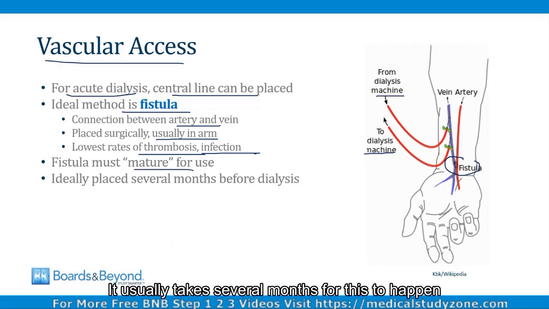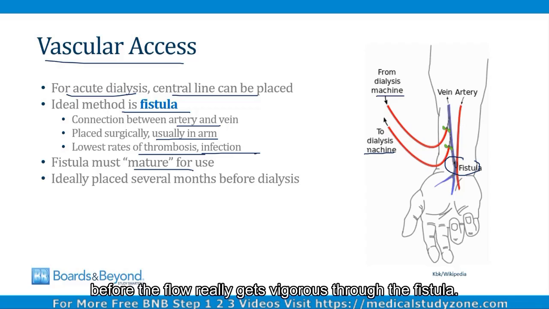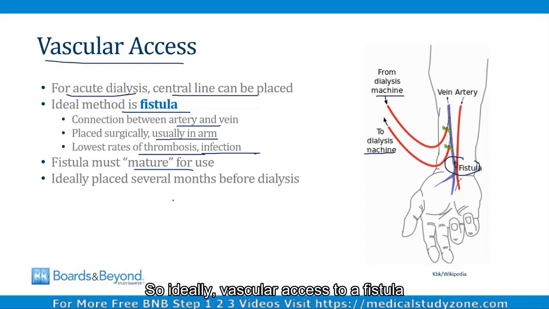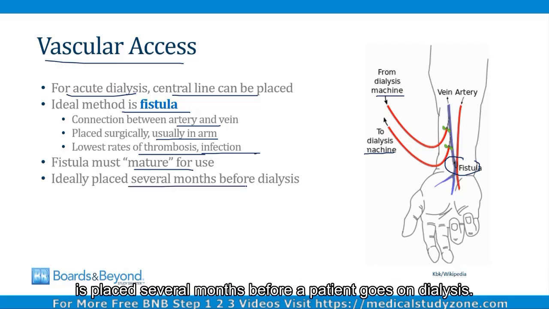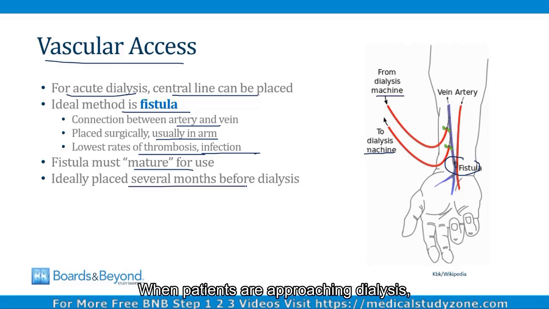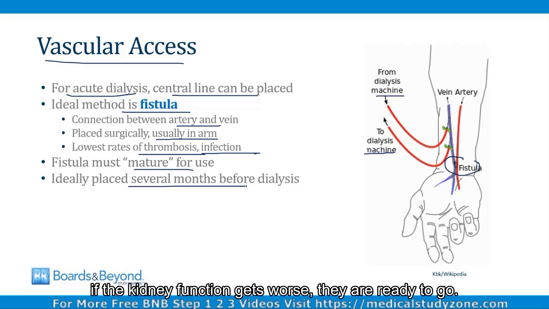It usually takes several months for this to happen before the flow really gets vigorous through the fistula. So ideally, vascular access through a fistula is placed several months before a patient goes on dialysis. When patients are approaching dialysis, nephrologists will refer them for a fistula so that a couple of months down the road, if the kidney function gets worse, they are ready to go.